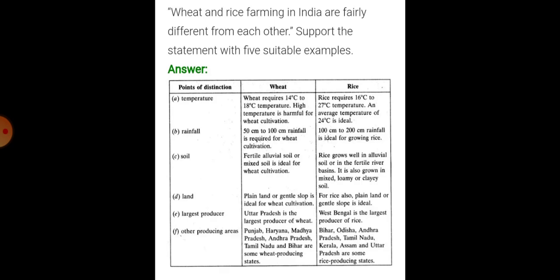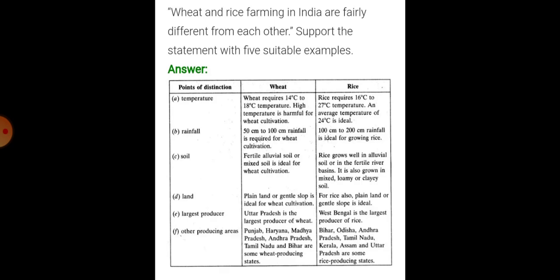Then the point of distinction is rainfall. That means the differentiation is on the basis of rainfall. So for wheat, 50 to 100 centimeter rainfall is required, and for rice, 100 centimeter to 200 centimeter rainfall is ideal for growing rice. Then the point of distinction is soil. For wheat, fertile alluvial soil or mixed soil is ideal for wheat cultivation. Rice grows well in alluvial soil or in fertile river basins. It is also grown in mixed loamy or clay soil.